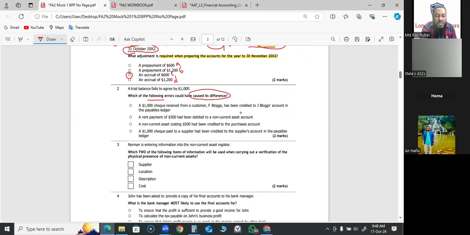This type of question, we need to read every bit of it very carefully. What is the question? A trial balance fails to agree by 1,000. Let me tell you something.